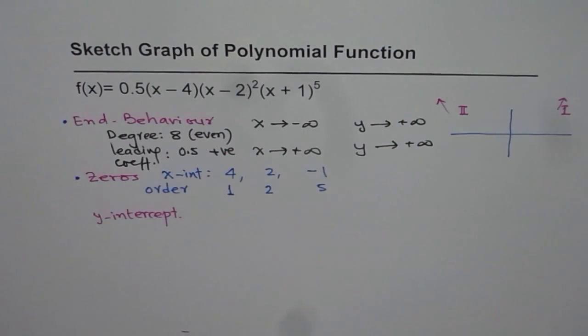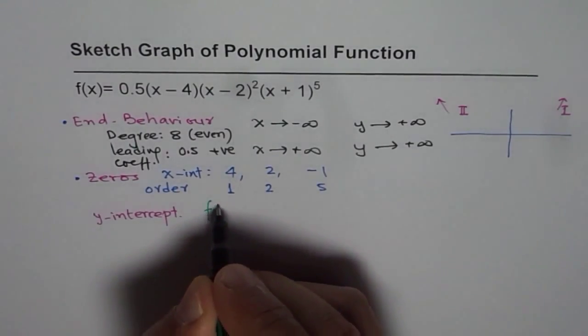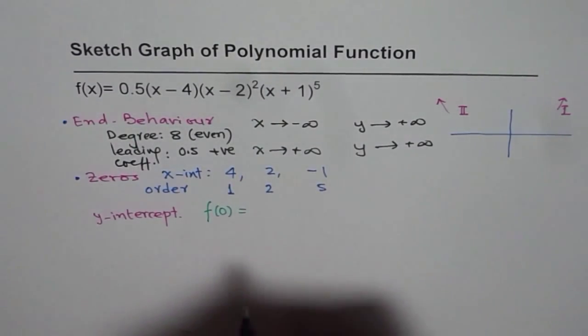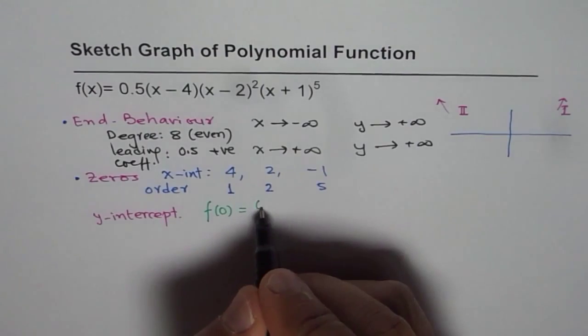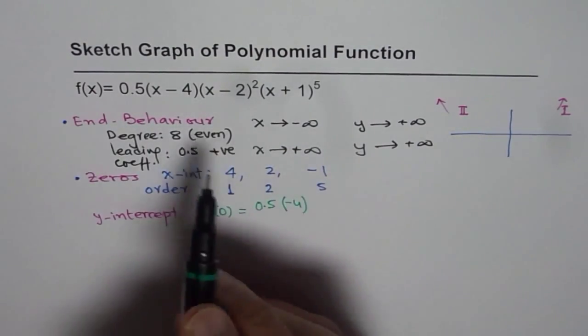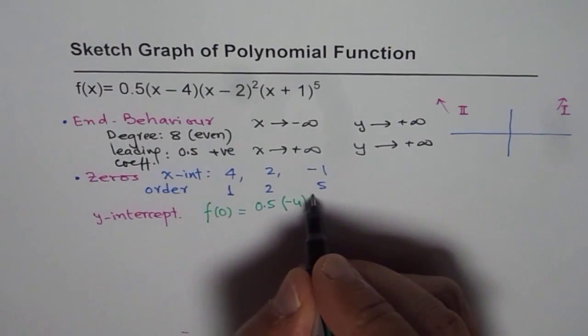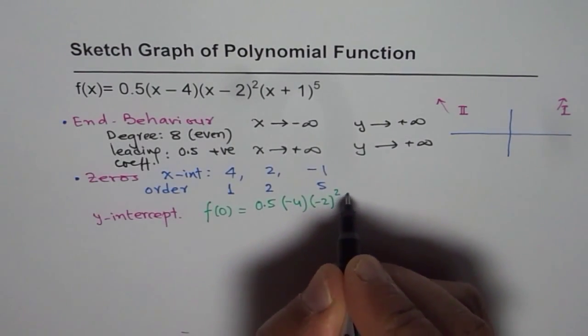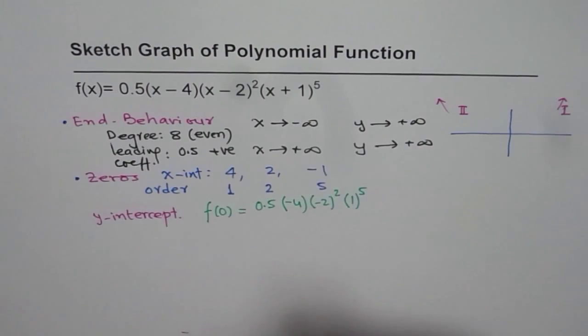Now let's figure out the value of the y-intercept. The y-intercept is basically the value of the function at x equals 0, f of 0. So that we get as 0.5 times minus 4, substituting x as 0, times minus 2 squared, times 1 to the power of 5.